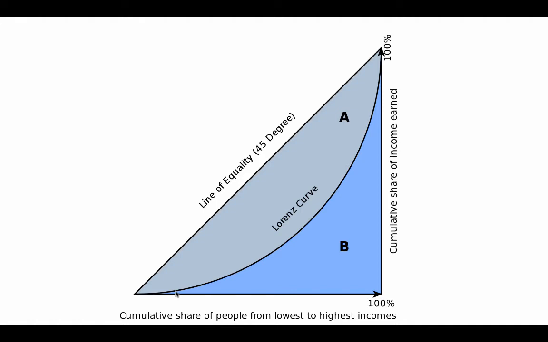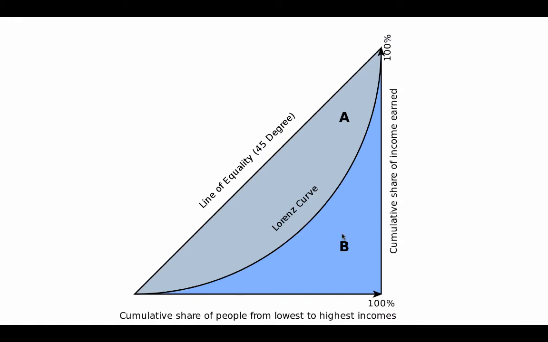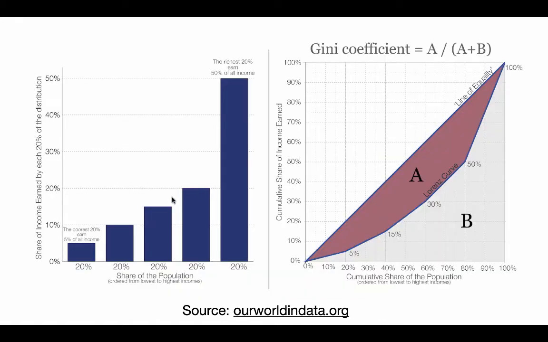On that line, the bottom 10% has 10% of the income, the next 10% has the next 10% of the income, the bottom 50% has 50% of the income, and so on. So that's your perfect equality line. You're always going to bend away from that if you have some inequality, and the more you bend, the more inequality you have. So going back to this, which is showing some actual data, or at least probably theoretical.